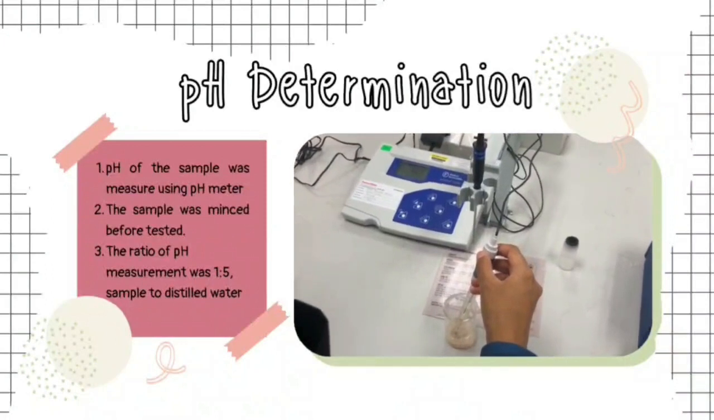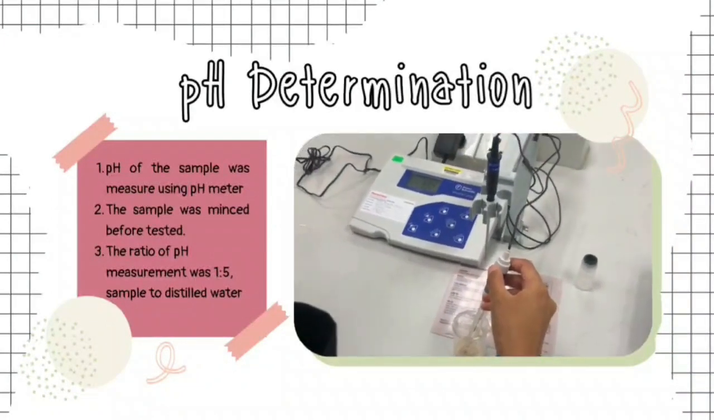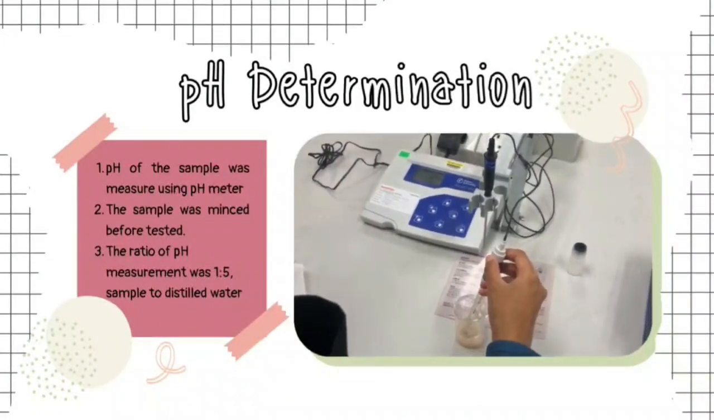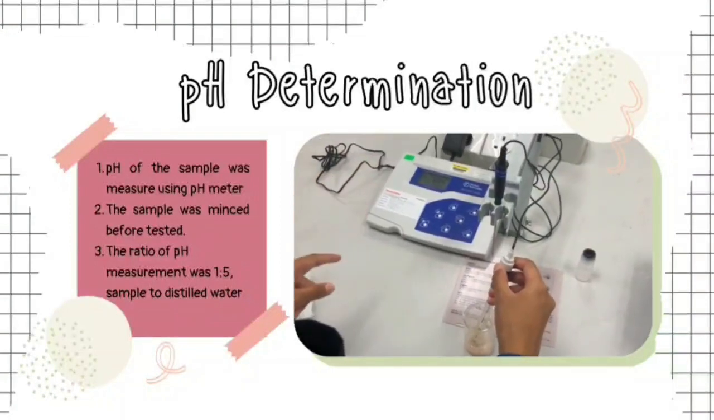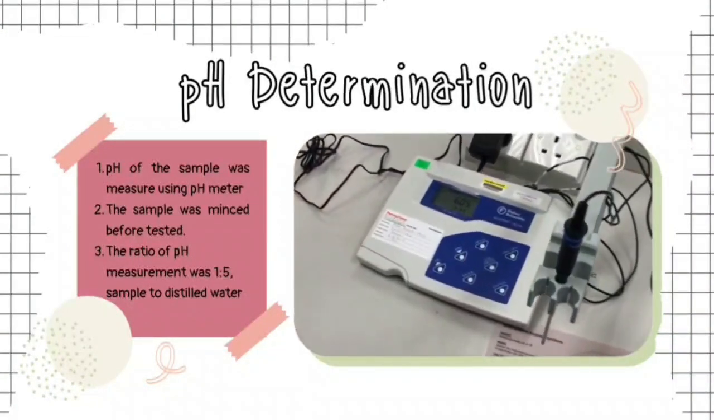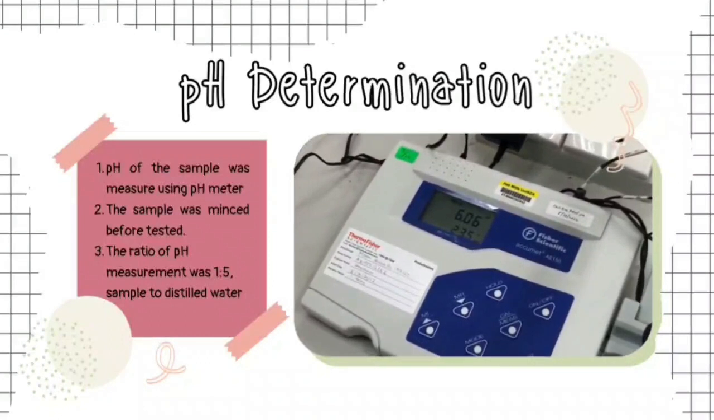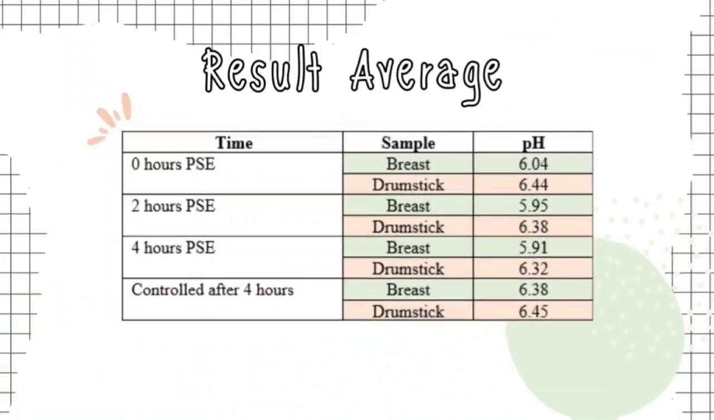After that, samples were subjected to pH determination by using a pH meter. The ratio between sample and distilled water used was 1:5. The samples must be minced first before testing. The result obtained from the pH analysis of samples was recorded in this table.